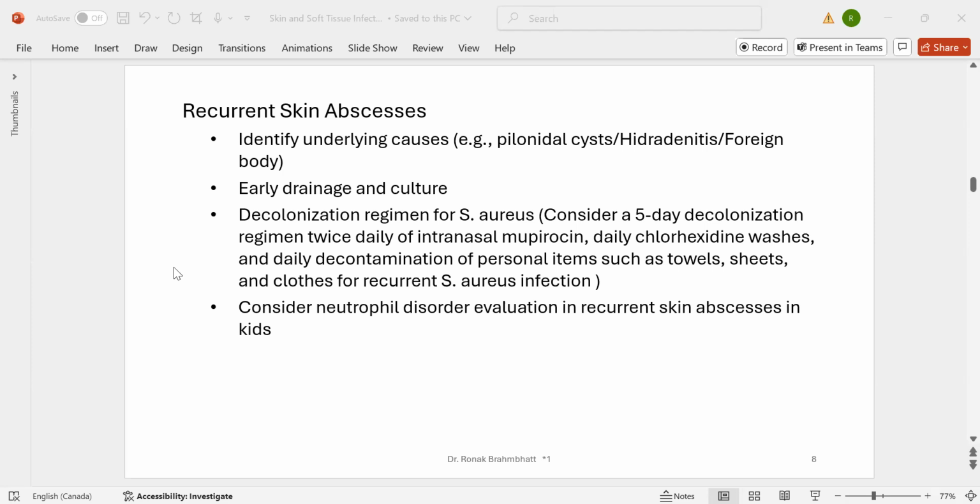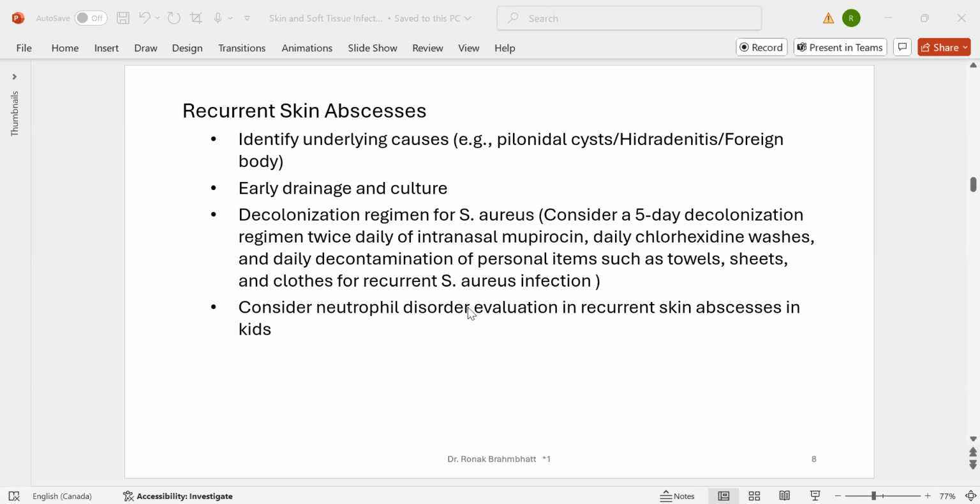Good. Okay, awesome. So that's your underlying causes. In any case where you identify things like that, you go for your typical incision and drainage, you go for antibiotics, etc. And then we have a decolonization regimen for Staph aureus.